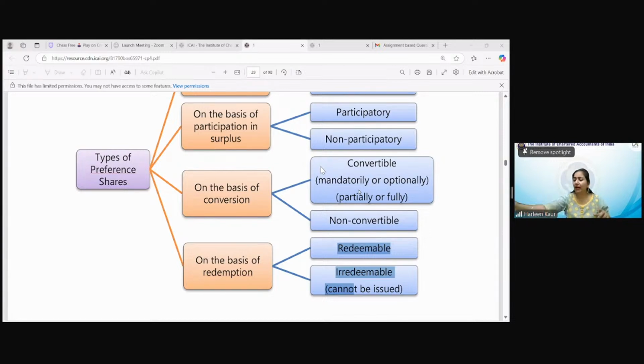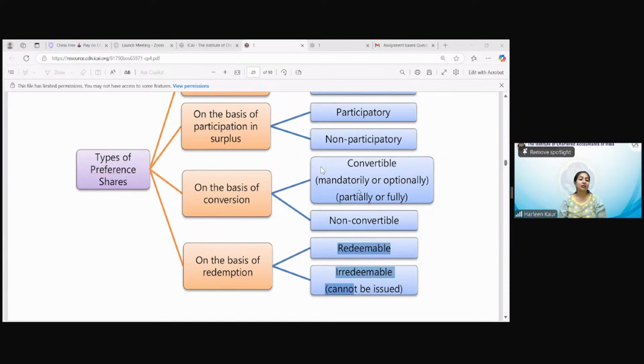Which can be taken back. Very good, Varsha. Which have to be repaid. So the preference shares are always redeemable preference shares. We cannot issue irredeemable; there are no irredeemable preference shares. There are always redeemable preference shares and debentures, which are redeemed, meaning the money is given back after a certain period of time.